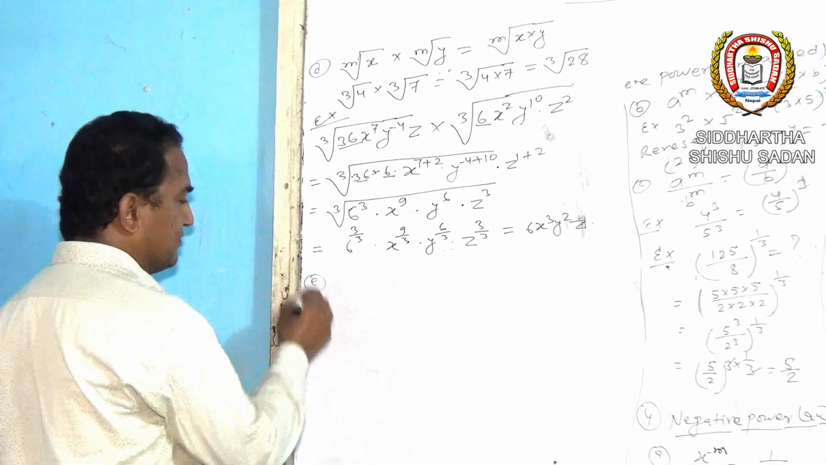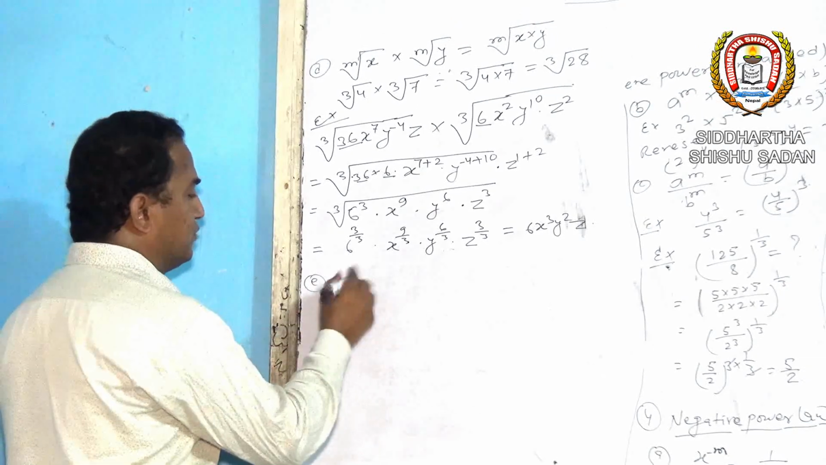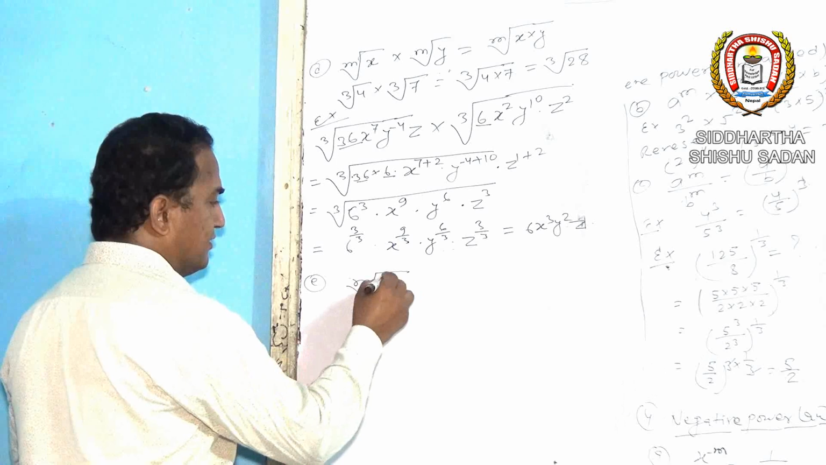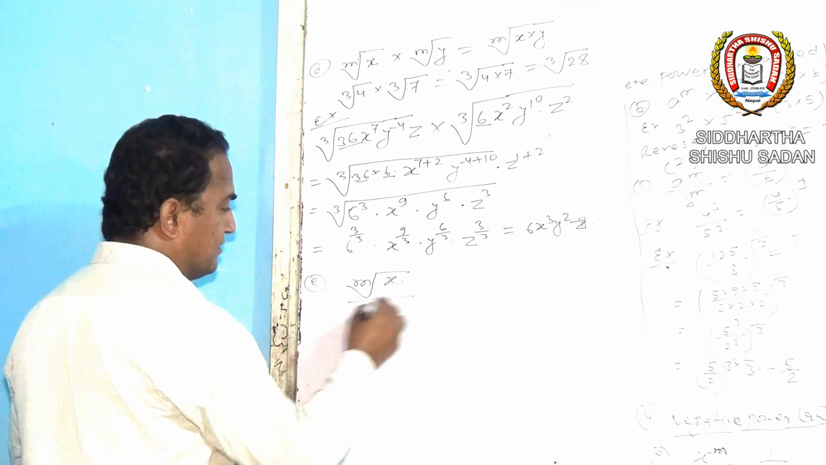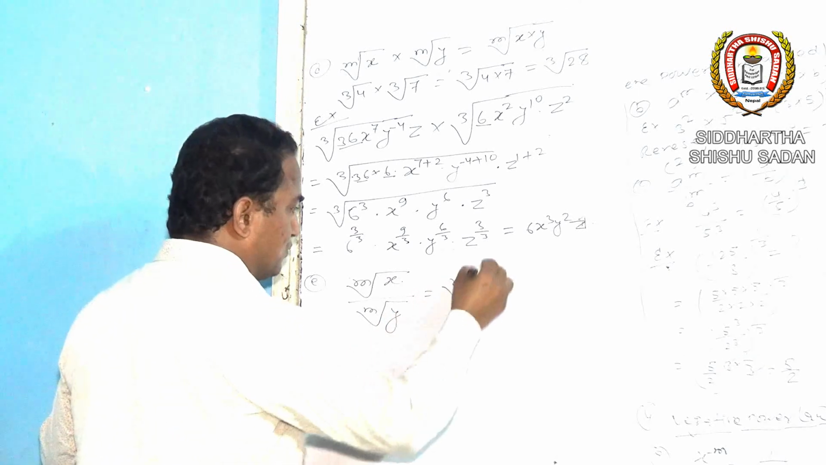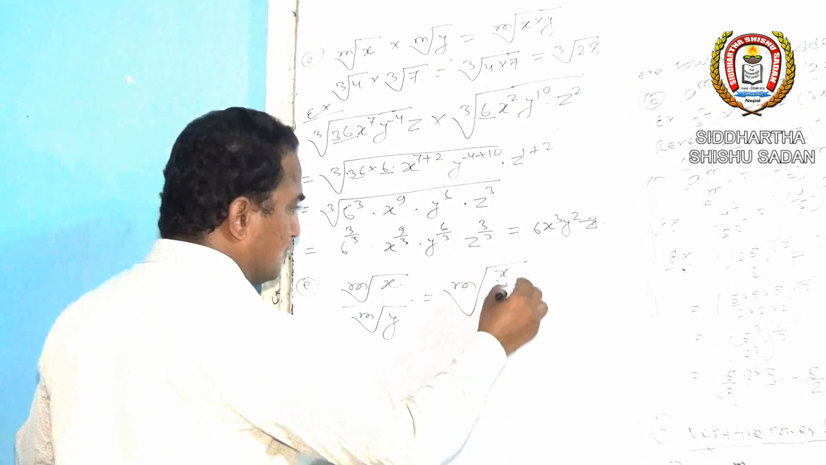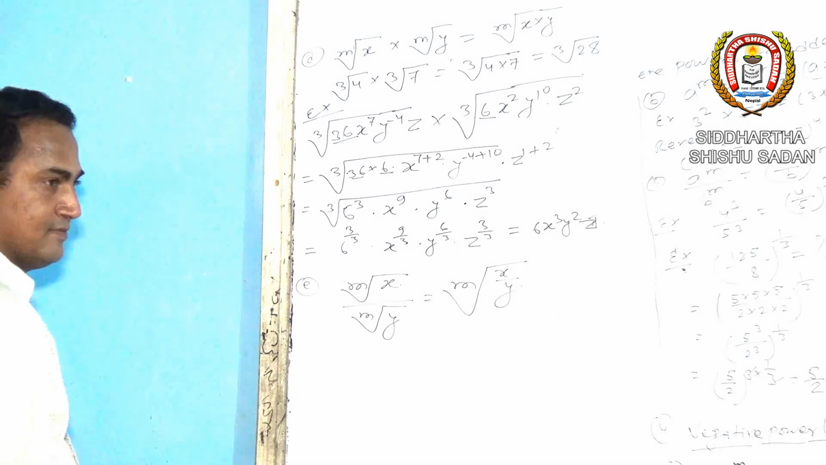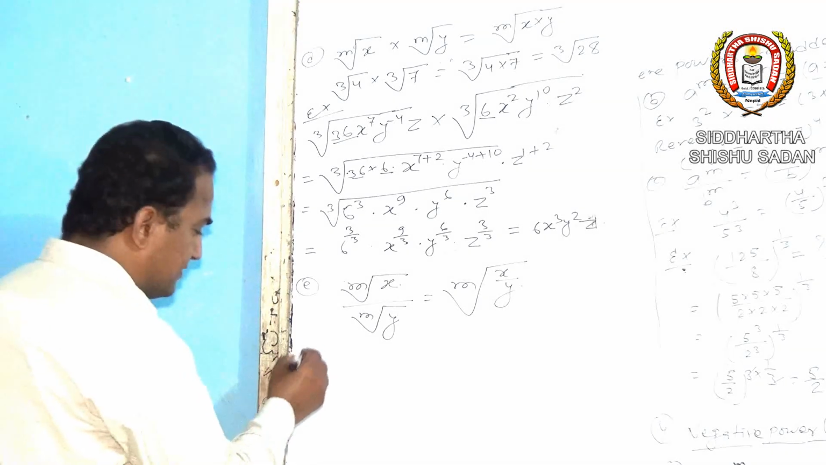Next is E. x to the m root x by m root y. That is equal to m root whole x by y over here. Right? Next is F.